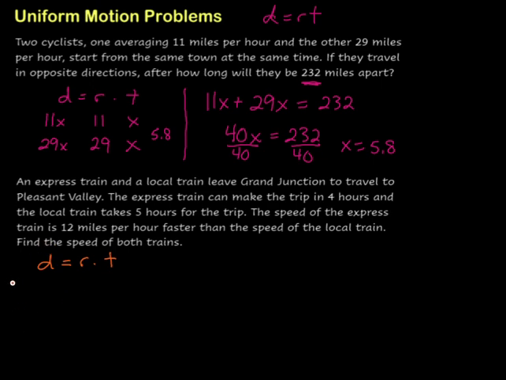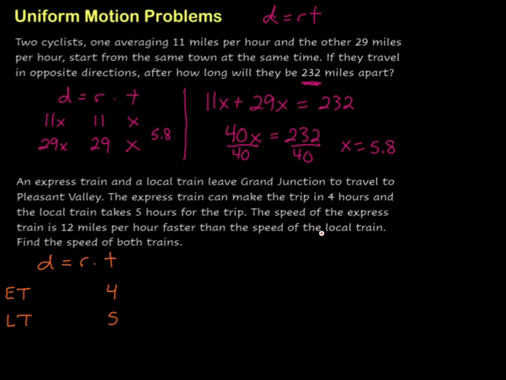We've got our two trains. Let's call them ET for express train, and LT for local train. Okay, so what information do we have? Well, it says the express train can make the trip in 4 hours. 4 hours is the amount of time, so that's going to go right here. Then it says the local train takes 5 hours. So our amount of time right there, 5 hours.